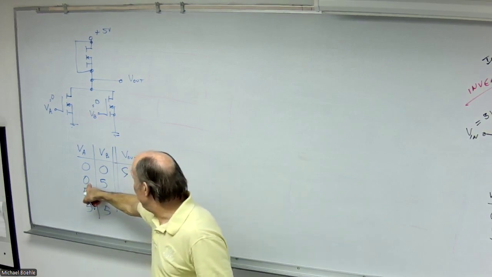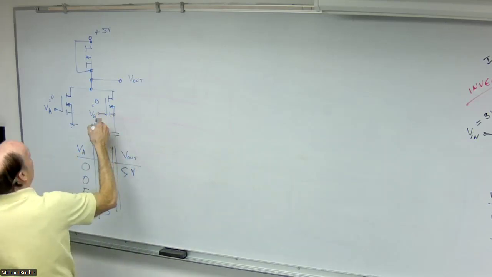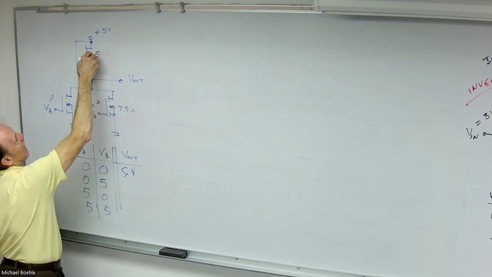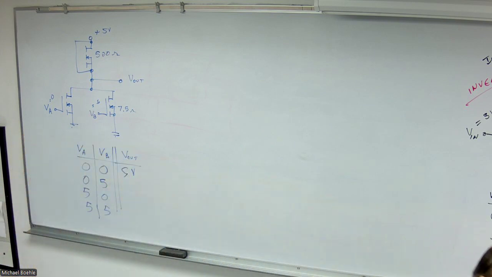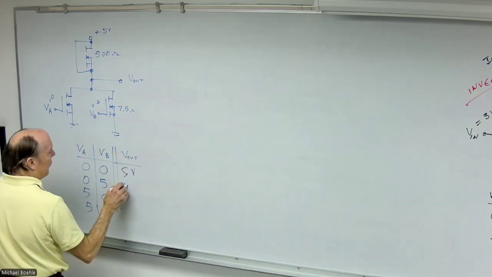Now, VA is 0, VB is on. Now, this transistor is on, acting like a 7.5 ohm resistance. We'll go ahead and say that's acting like 500 ohms. So now I am dividing the voltage, right? I'm dividing that 5 volts. Calculator back here. So 5 times 7.5 divided by 507.5. That gives me 74 millivolts. Or in other words, pretty close to 0.